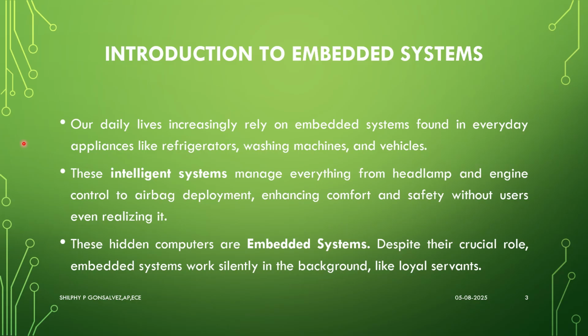Now comes the introduction to embedded system. As you all know, our daily lives increasingly rely on embedded systems, which are found in everyday appliances like refrigerators, washing machines, vehicles, and these intelligent systems manage everything from headlamp and engine control to airbag deployment, enhancing comfort and safety without the user even realizing that. And these hidden computers are known as embedded systems. These embedded systems are intelligent systems that make our life easier and simpler. Despite their crucial role, embedded systems work silently in the background, somewhat like a loyal servant.